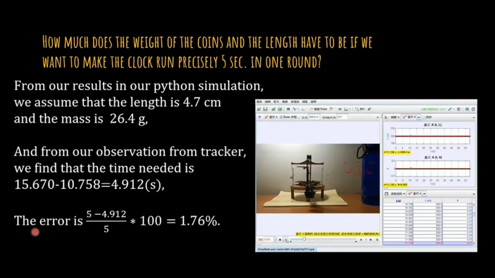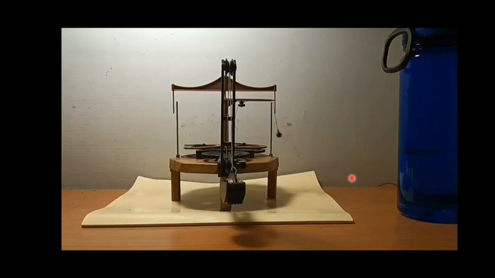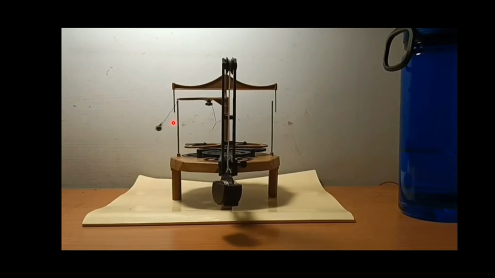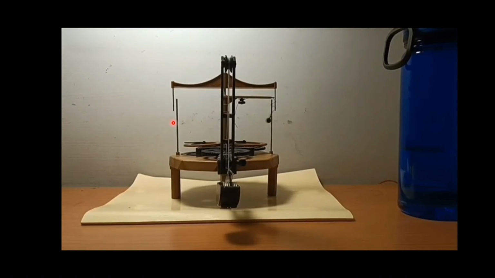Now let's see the video where we use Tracker to capture the time. And for better demonstration, we make this video bigger. So this is the part where it comes from this stick to this stick, and it takes precisely 4.912 seconds, which is very close to our approximation of 5 seconds.